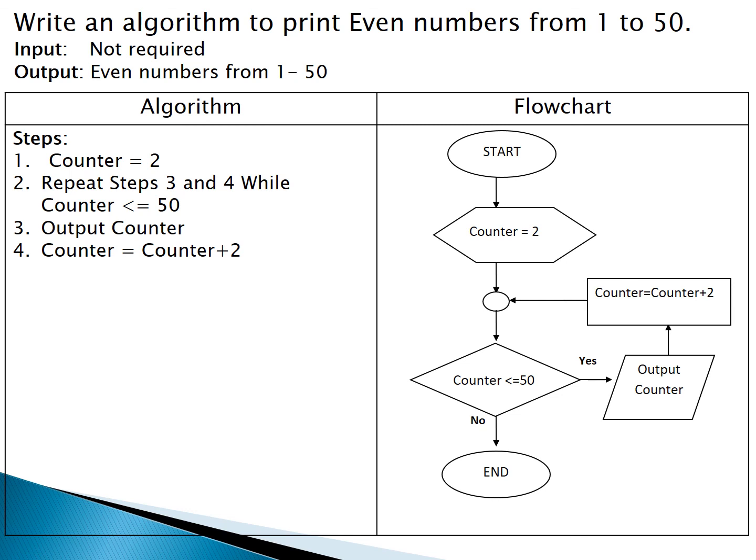Then let us see the flowchart. Start, process counter equal to 2. If counter is equal to 2, then is 2 less than or equal to 50? Yes, then output counter 2, then 2 plus 2, 4. Is 4 less than 50? Yes, then again it comes to the process, 4 plus 2, 6. Is 6 less than 50? It goes up to 48 plus 2, 50. Is 50 less than 50? No, 50 is equal to 50. See, less than 50 means no. Then it comes to end.